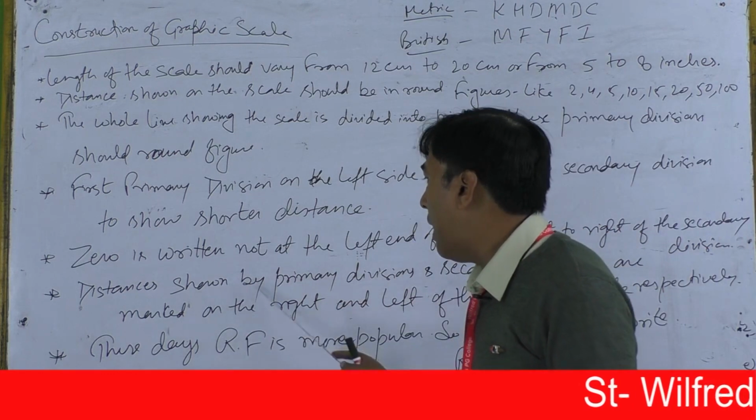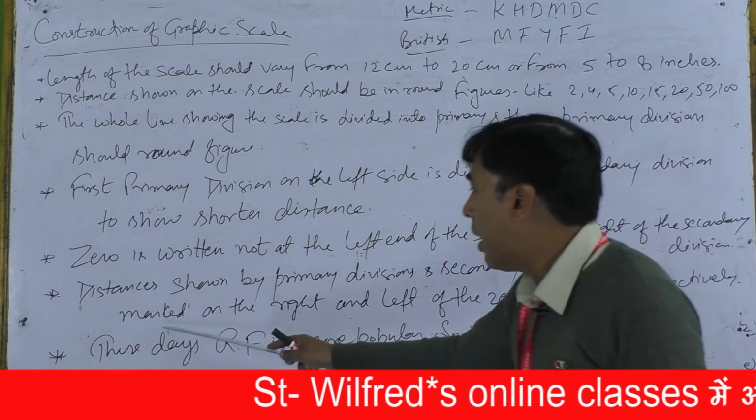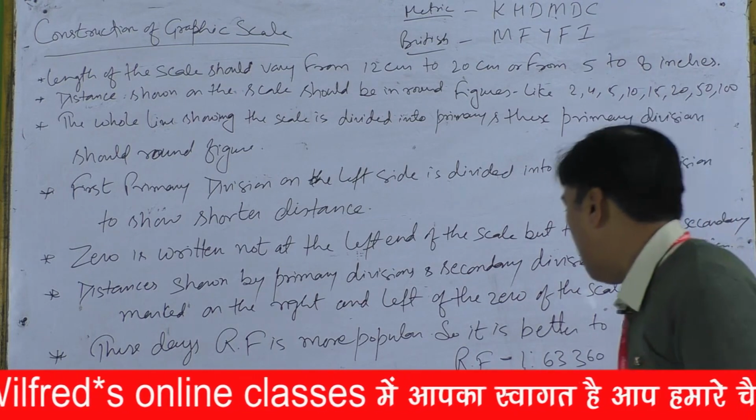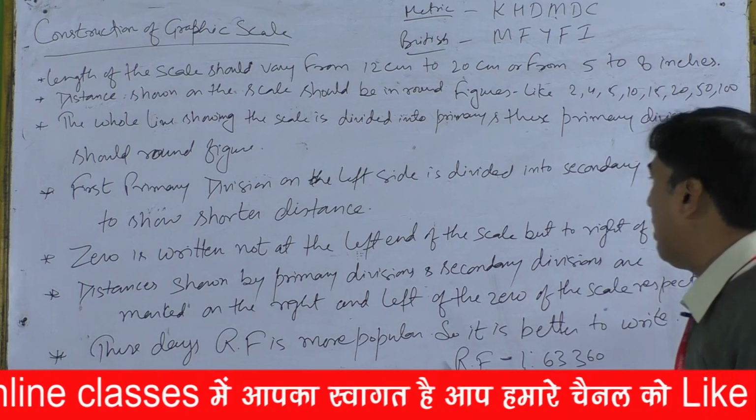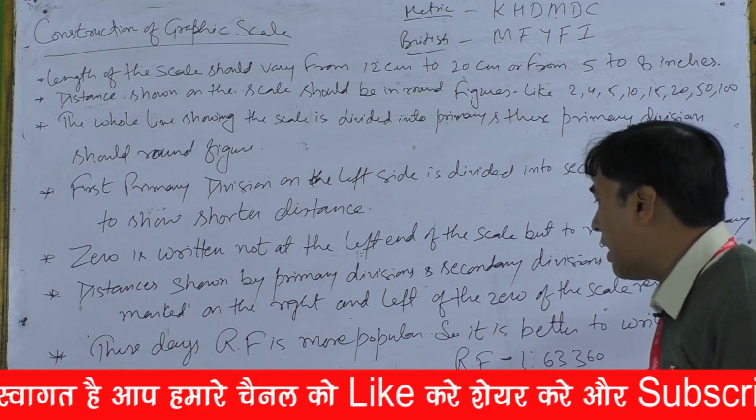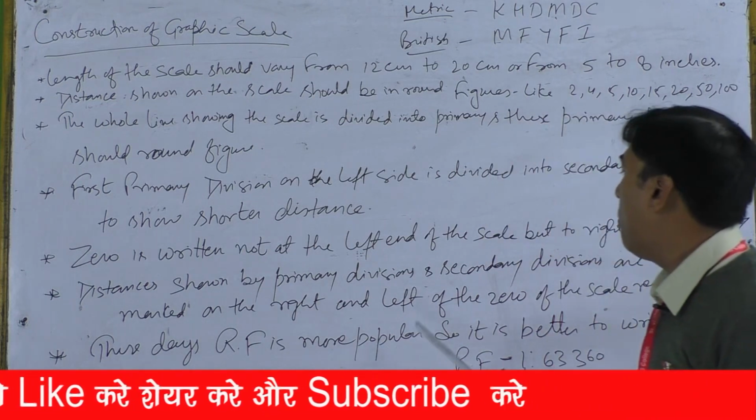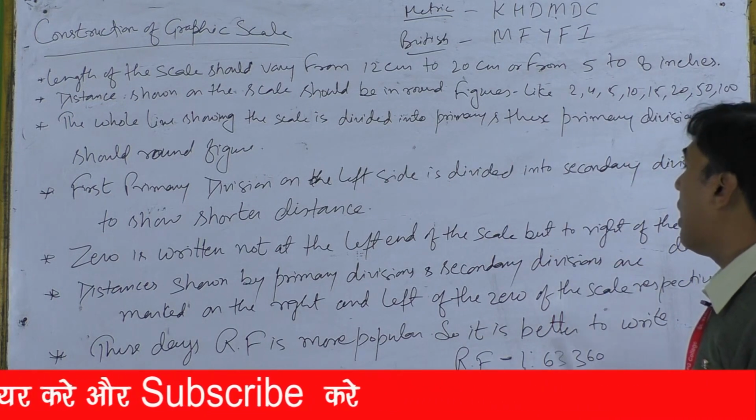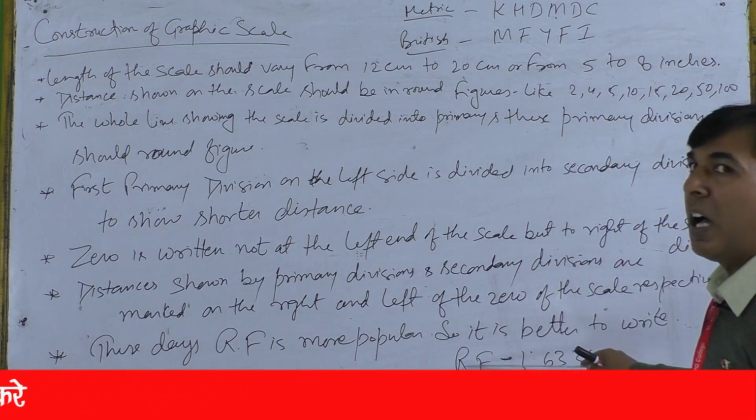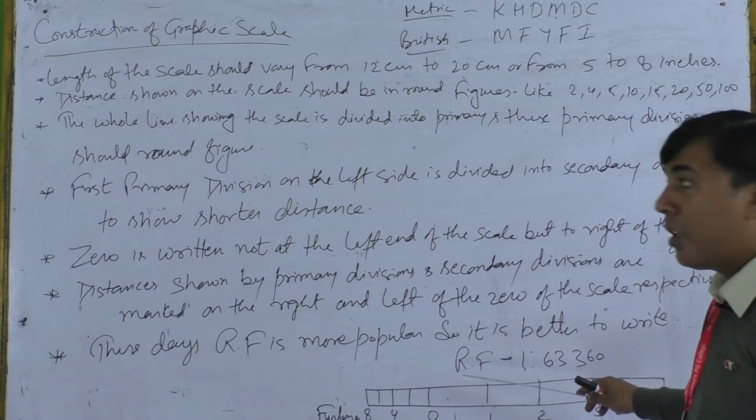Distances shown by primary divisions and secondary divisions are marked on the right and left of the 0 on the scale respectively. So this one is the primary division and this one is the secondary division. These days RF is more popular, so it is better to write RF. Whenever we draw any graphical scale, we should write RF, not a statement scale. RF means representative fraction.